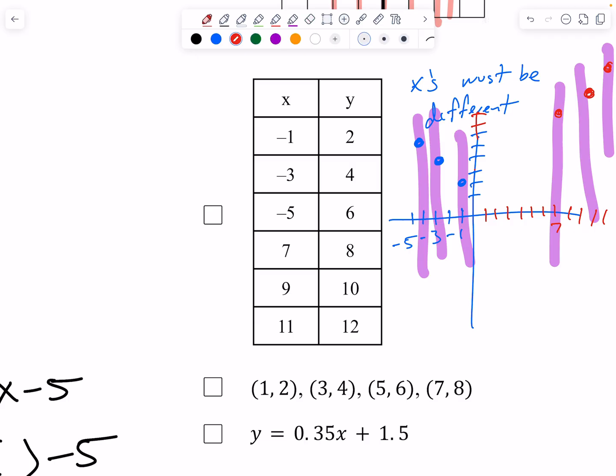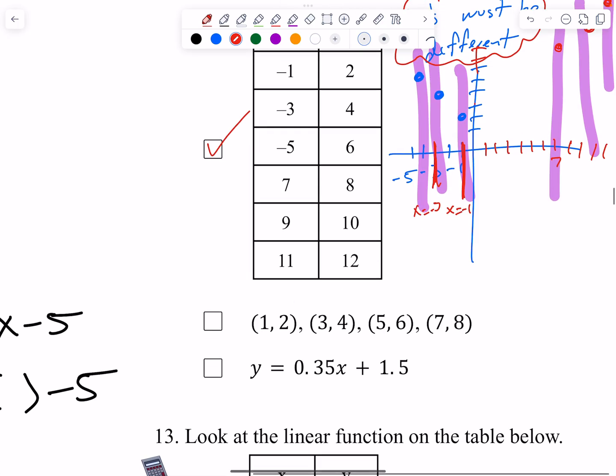No. So this one is a function. The shortcut is, are all your X's different? So if you look at them on the graph, if all your X's are different, then I don't care what the output is, it's going to be 1 point on the X line. Because remember, this is X equals -1. That's the vertical line. X equals -3. That's the vertical line. Okay. So same thing right here. I got 1, 3, 5, and 7. So that one works out.